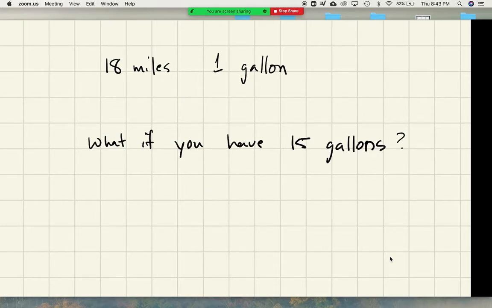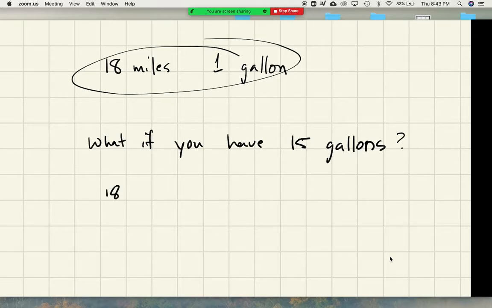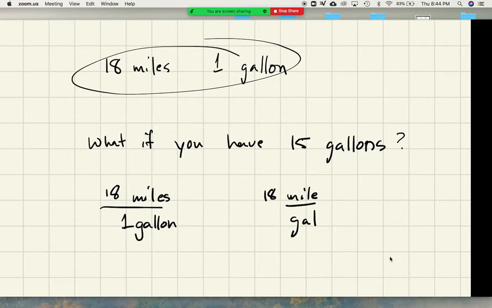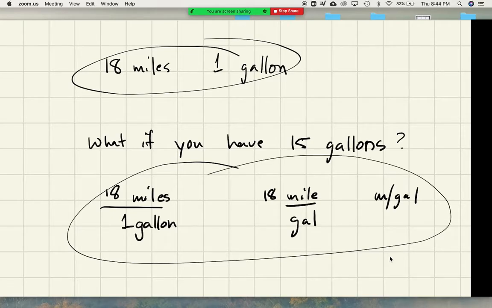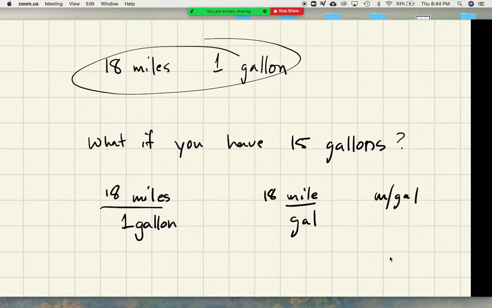The unit rate, I think what they're talking about is 18 miles per 1 gallon. Usually you just write 18 miles per gallon like that, or just miles per gallon. All three of those mean the same thing. The unit rate just means that there's a 1 in the bottom.